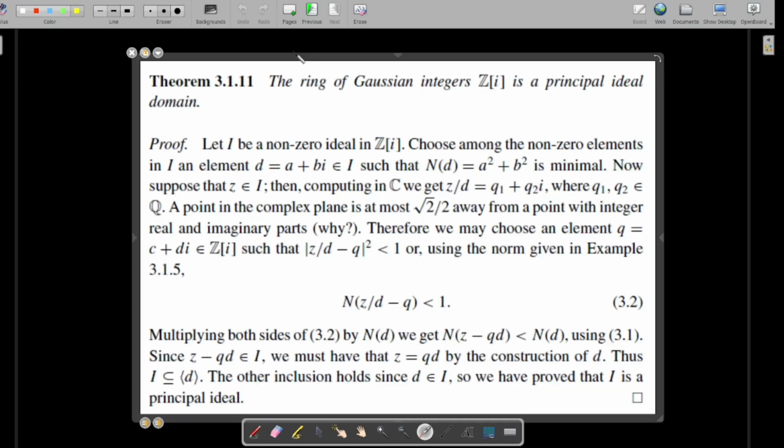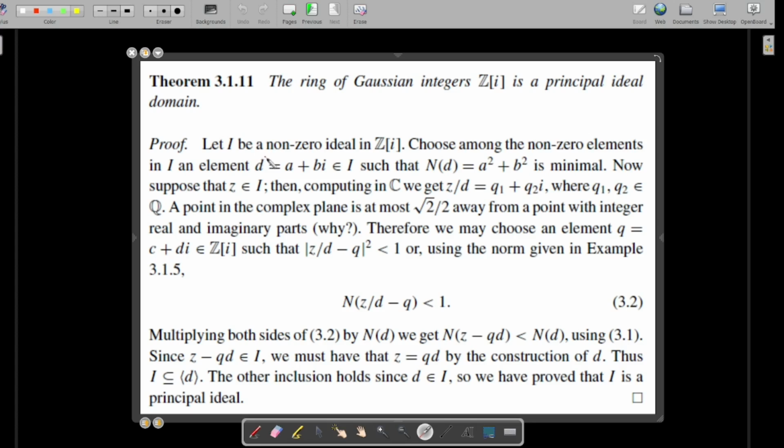2. And the last result of this session: the ring of Gaussian integers Z[i] is a principal ideal domain. We are going towards another important PID, that is Z[i]. We have proved that Z is a PID. Now we are going to show that Z[i] is a PID. Z[i] means that you are considering the set of all a plus bi such that a and b belong to Z. So to show that Z[i] is a PID, we will take an ideal I in Z[i], and we will show that I is generated by a single element in Z[i].